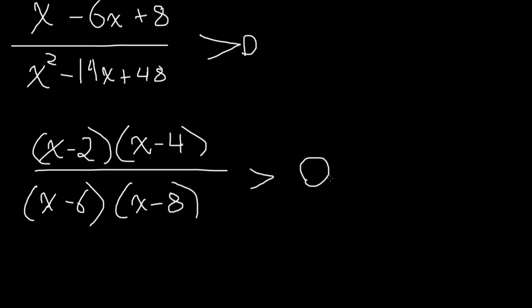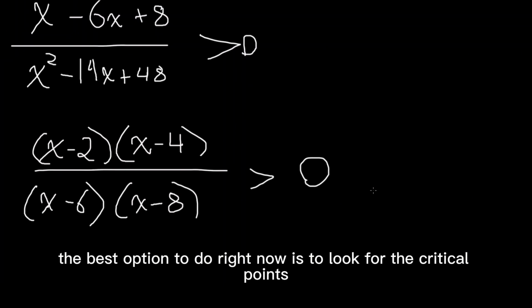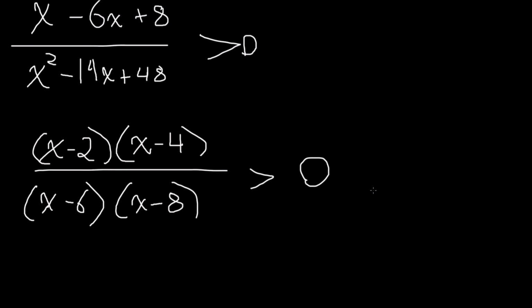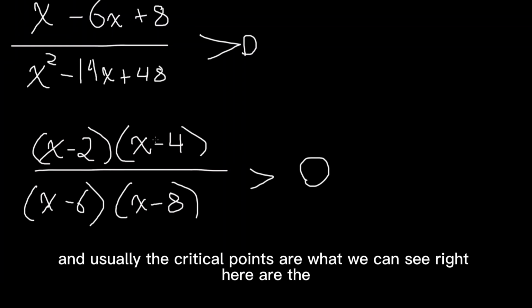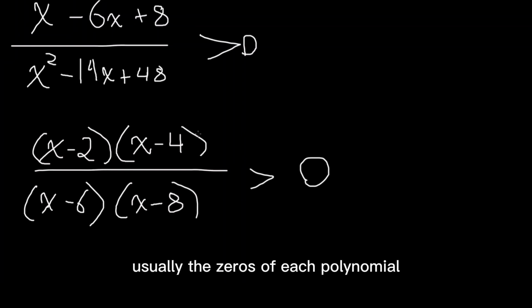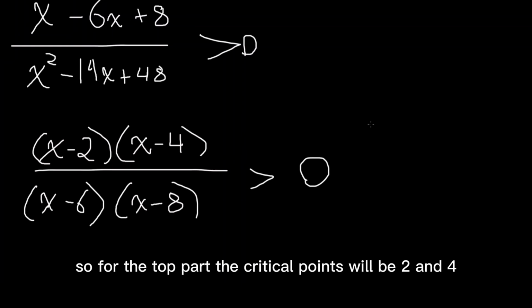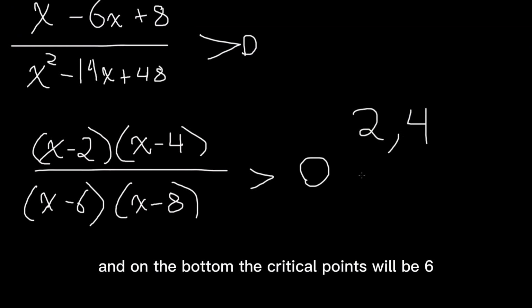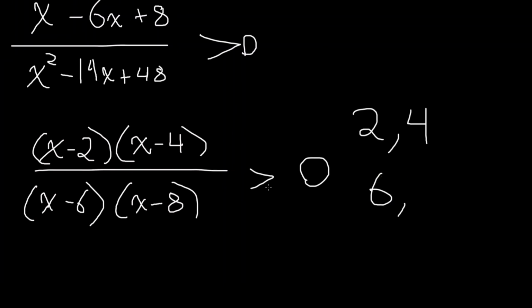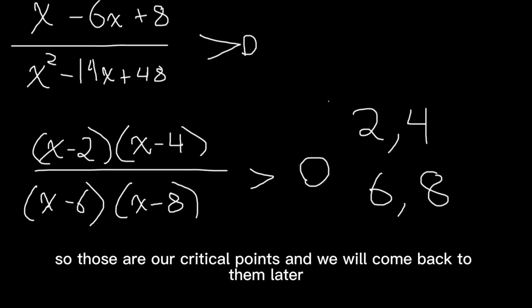So now, the best option to do right now is to look for the critical points. And usually the critical points are, as we can see right here, the zeros of each polynomial. So for the top part, the critical points will be 2 and 4. And on the bottom, the critical points will be 6 and 8. So those are our critical points, and we will come back to them later.